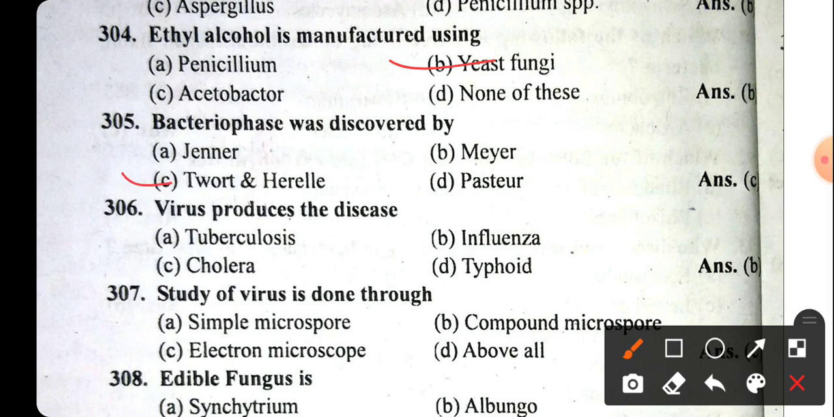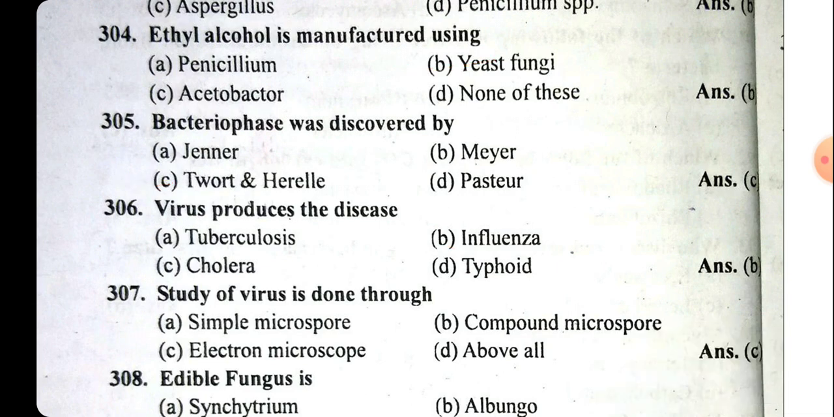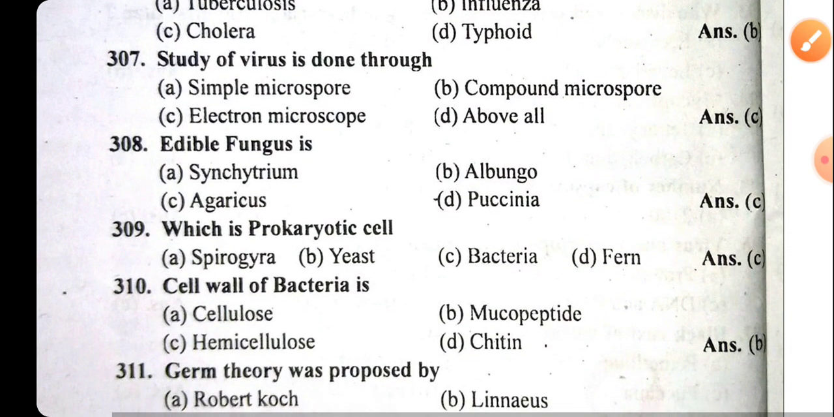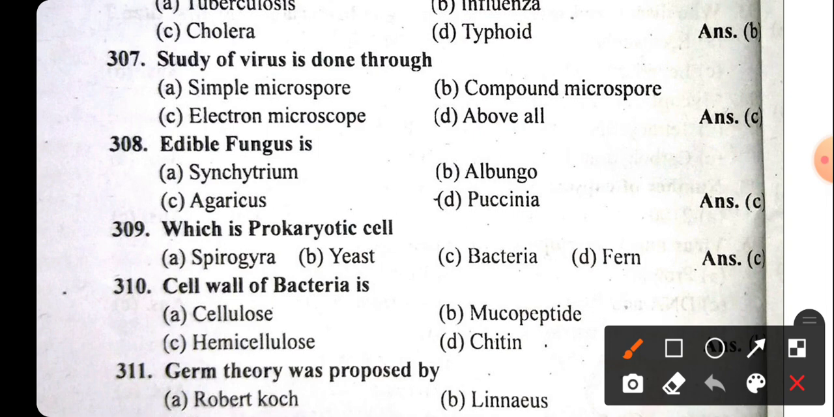Now the next question is: virus produces disease, that is influenza is caused by a virus. The study of virus is done through the electron microscope, that we can see the virus using the electron microscope, and we study all the several points and remarks there. Edible fungus is the Agaricus. Okay, it is the edible fungi that we can eat.